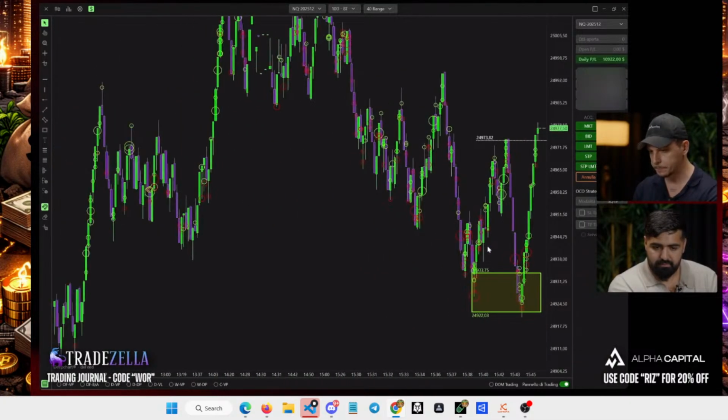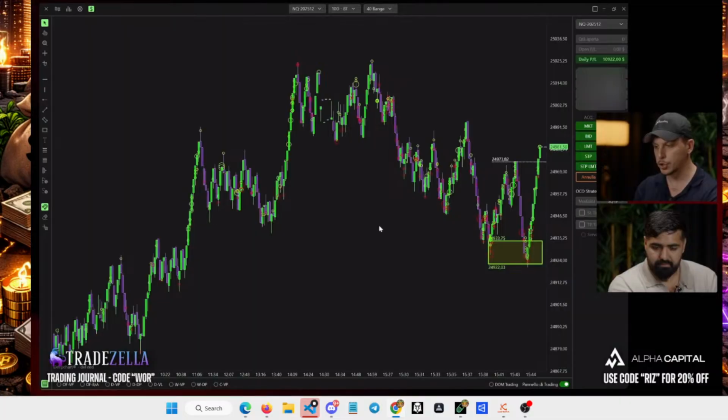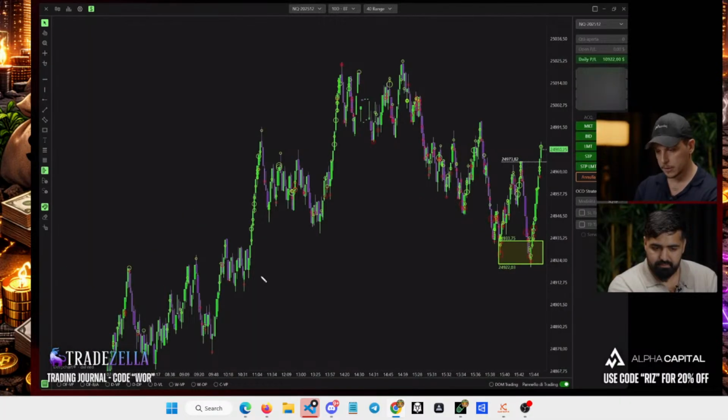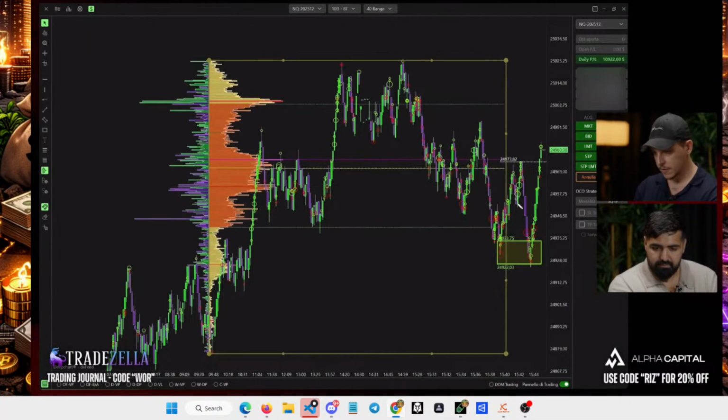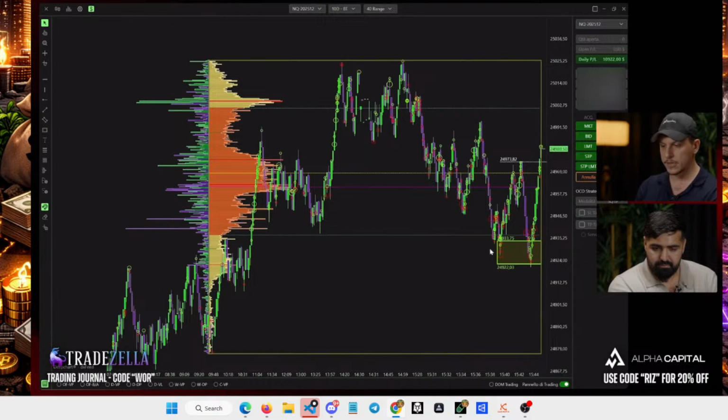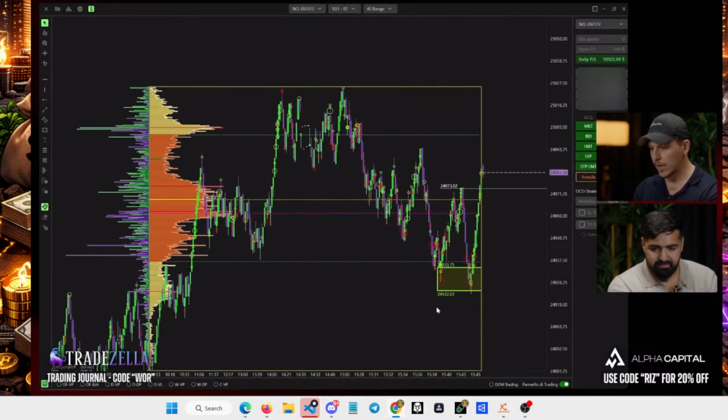We are using the profile distribution of the first hours of the session. As you can see, we did an amazing reaction on the value area low. We were doing an introduction, otherwise this would have been a long. And it's an amazing long. Now we expect a little bit of retracement and we can trigger our first long position here.